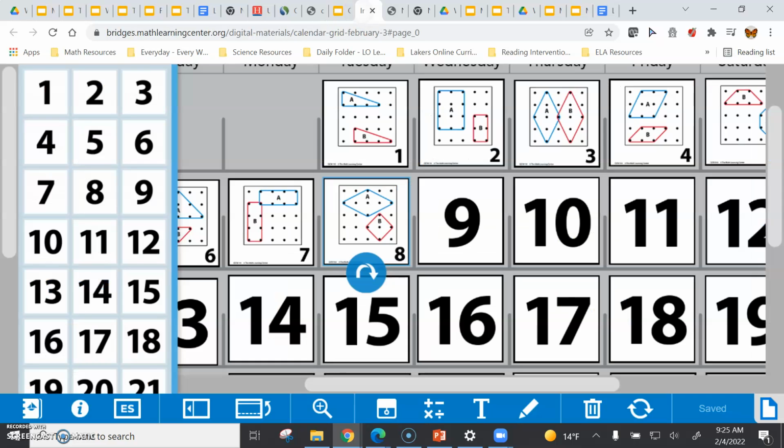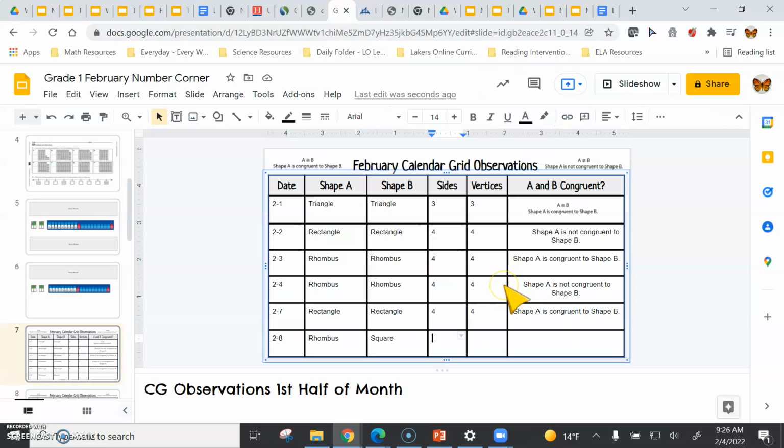Let's go back to those for a second and look. A rhombus has 1, 2, 3, 4 vertices. A square has 1, 2, 3, 4 vertices also. So they both have 4 sides and 4 vertices, but shape A is not congruent to shape B. I want you to see that.